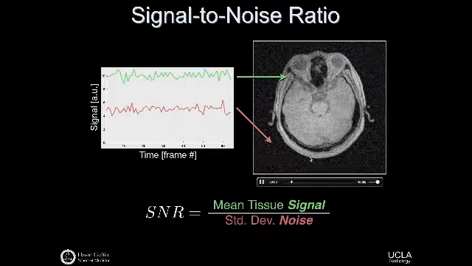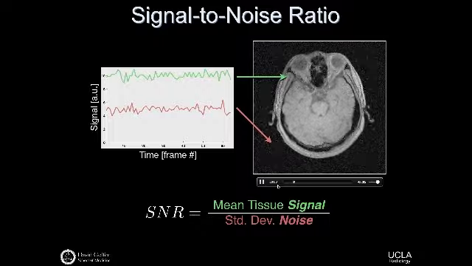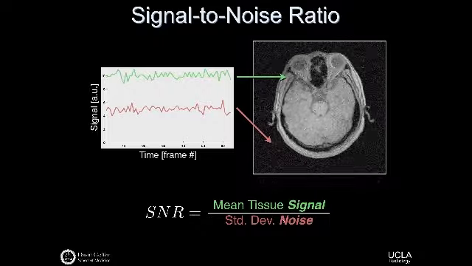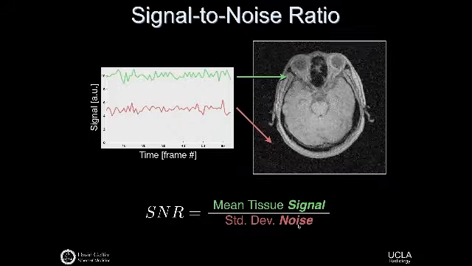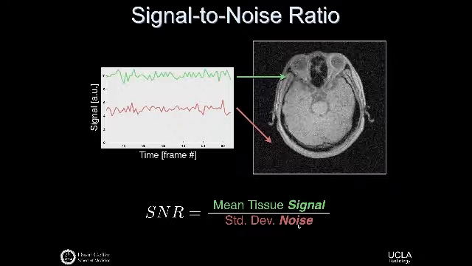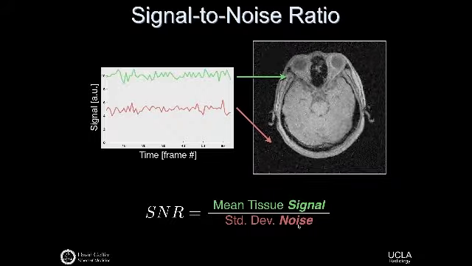So one way of estimating the signal to noise in an image is if you have many, many repeated images, you can get the mean tissue signal and divide it by the standard deviation of the noise signal. And we use this as a metric of image quality, right? We generally want high signal to noise images.